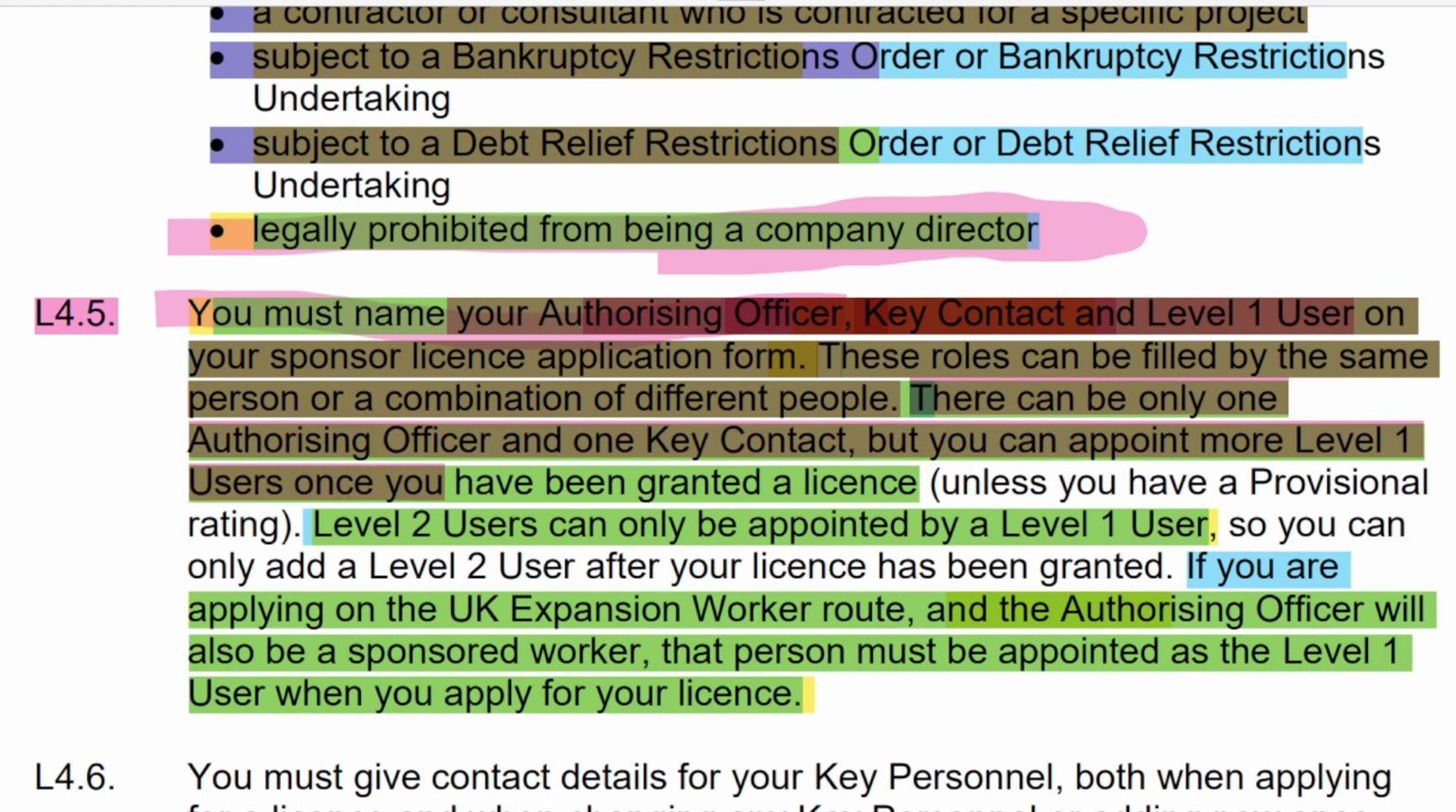There can be only one authorizing officer and one key contact, but you can appoint more level 1 users once you have been granted a license. Before the license, you will have only one level 1 user, but after the license, you can appoint more level 1 users to manage your SMS system. Level 2 users can only be appointed by a level 1 user.